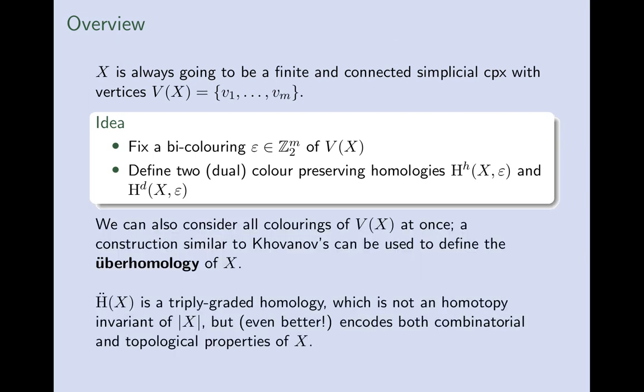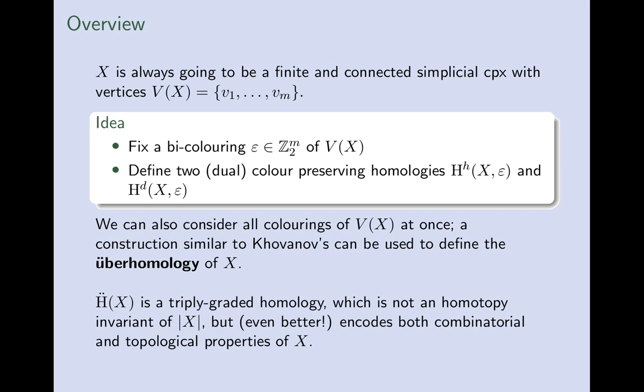Then we'll get to the Überhomology. So we'll see basically what happens when you consider all possible colorings at once. We can organize these colorings in a sort of poset diagram, which is reminiscent of Khovanov's cube of resolutions for his link homology. And we can create a new homology by considering this sort of cube decorated with all the horizontal homologies corresponding to the given bicolorings. I'll say more precisely what I mean in just a bit.